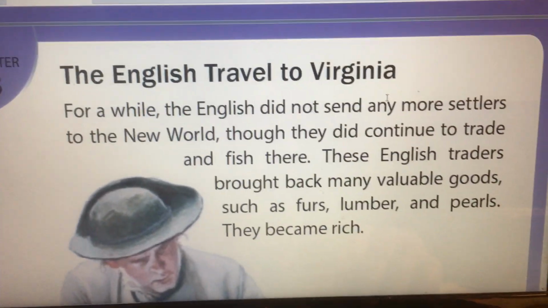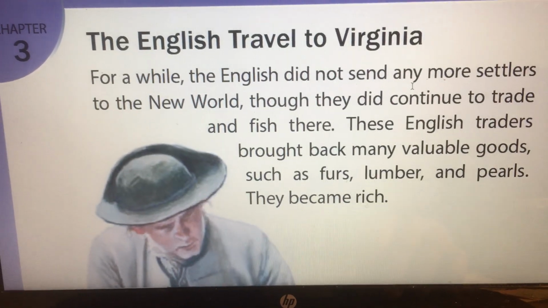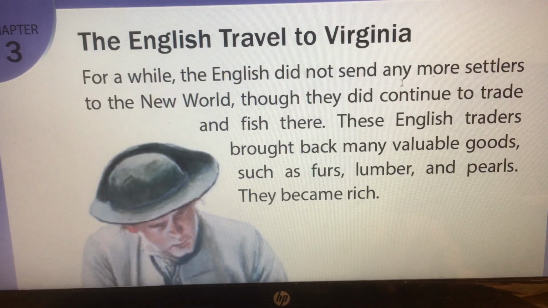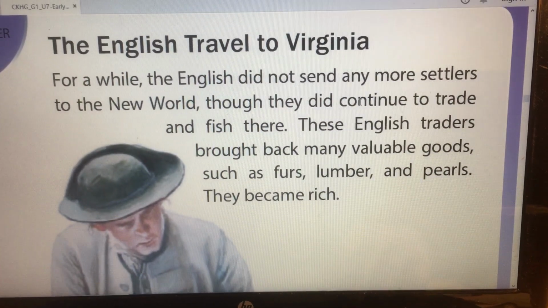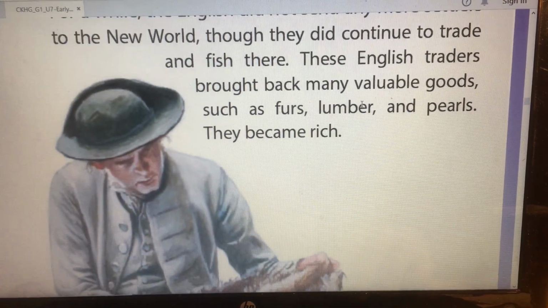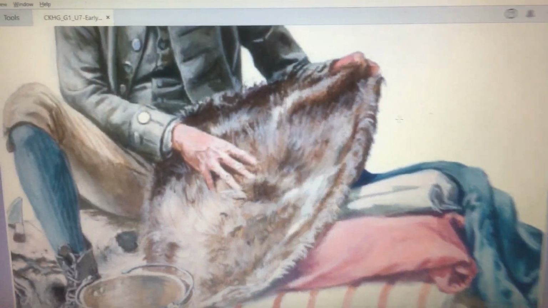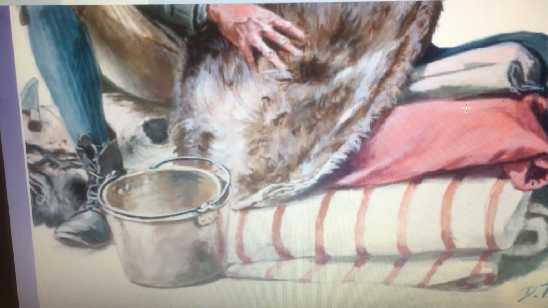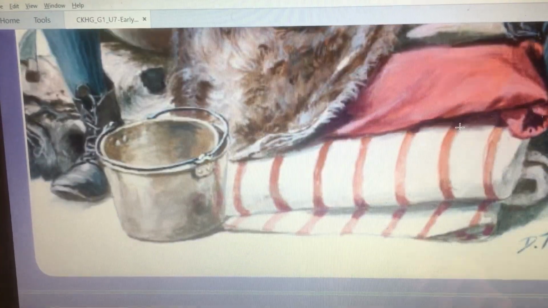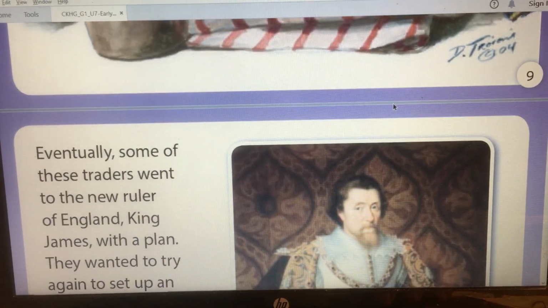Chapter 3. The English traveled to Virginia. For a while, the English did not send any more settlers to the New World, though they did continue to trade and fish there. These English traders brought back many valuable goods such as furs, lumber, and pearls. They became rich. There's fur, pelts from animals like beaver. They would kill the animals, take their fur, and sell them back in the United Kingdom for clothing and jackets and things like that.